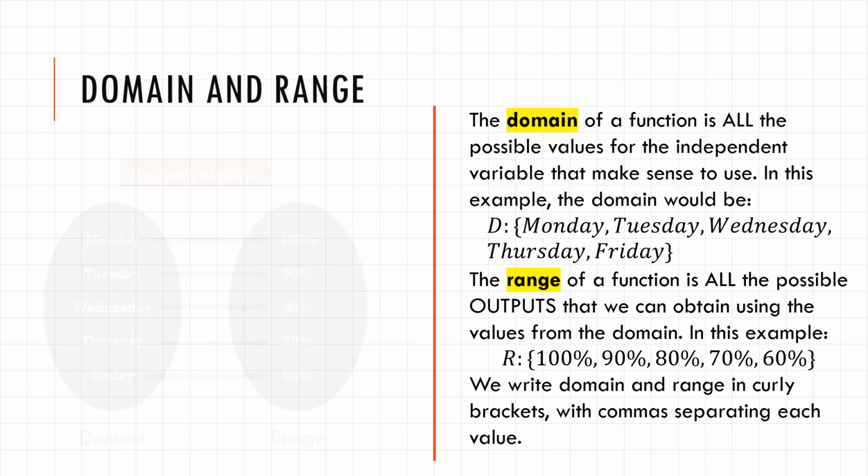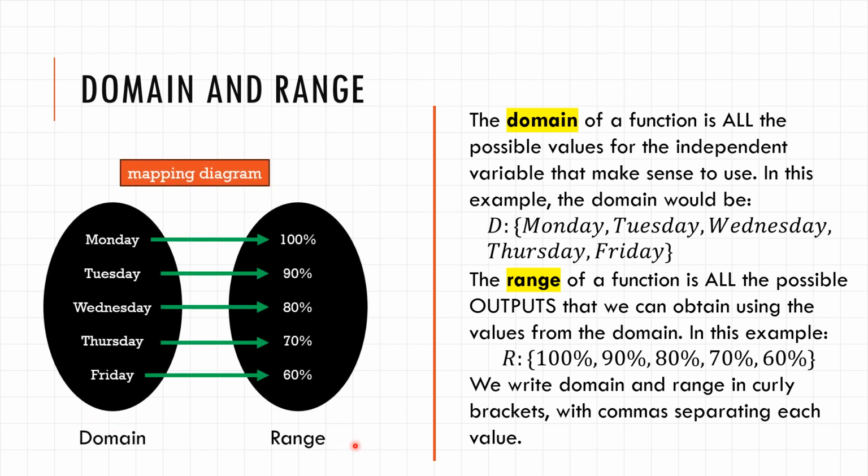This is what the mapping diagram of that might look like. You can see here this is the domain. This is all the possible inputs for the function. This is all the possible values that might make sense for me to ask. How attentive is the student on any given day? And the function here is telling me what the answer is for my question. So for every day, there's only one possible answer. That's what makes it a function. On Monday, they're at 100%. On Tuesday, they're at 90%, and so on and so forth. These values are called the range. Those are the possible outputs that we can get from these values in the domain.